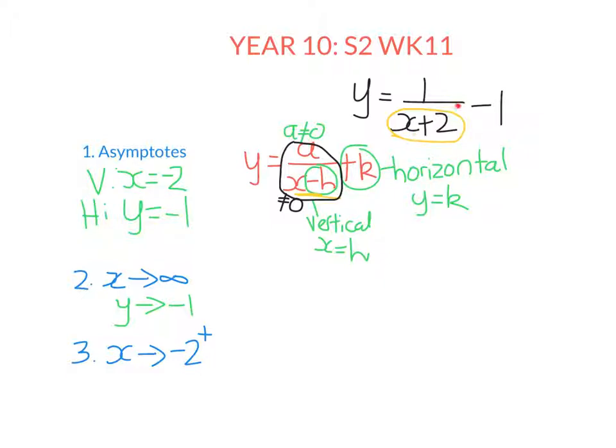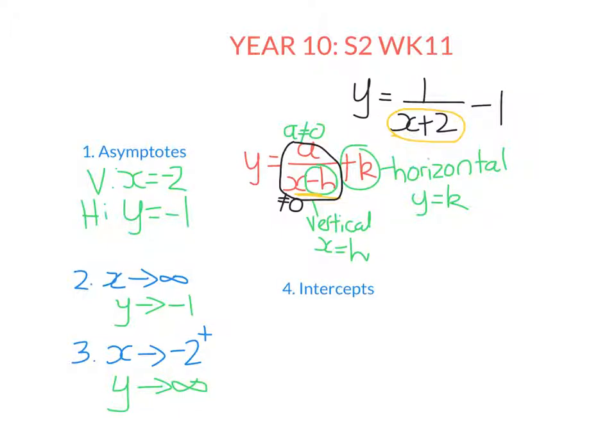So this fraction will get larger and larger, and it will be positive. So this will be a really large positive number, so the minus 1 won't really matter. So what is happening as x approaches minus 2 from the positive side, y is just getting larger and larger, more and more positive, and so we just write it like this: y approaches infinity.